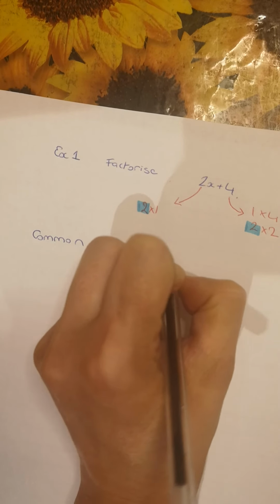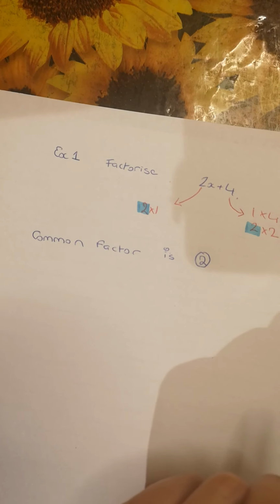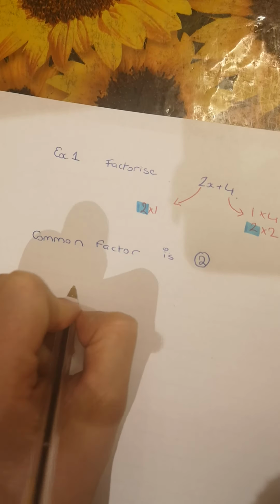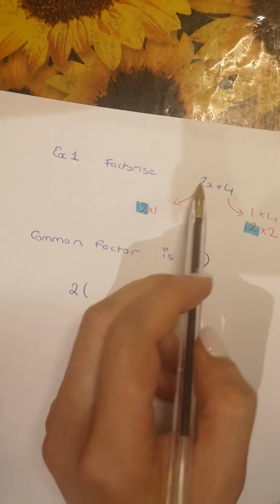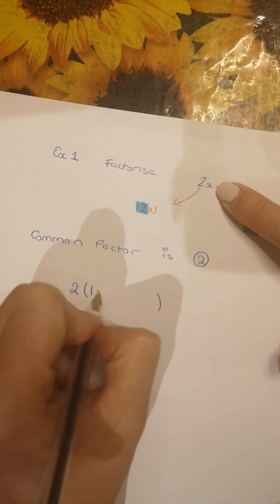Common factor is 2, and please do this for me today exactly as I'm doing it. Common factor is 2. So off we go now. You take 2 and you open up your brackets. Now 2 into 2 goes once, and I'm left with my x.